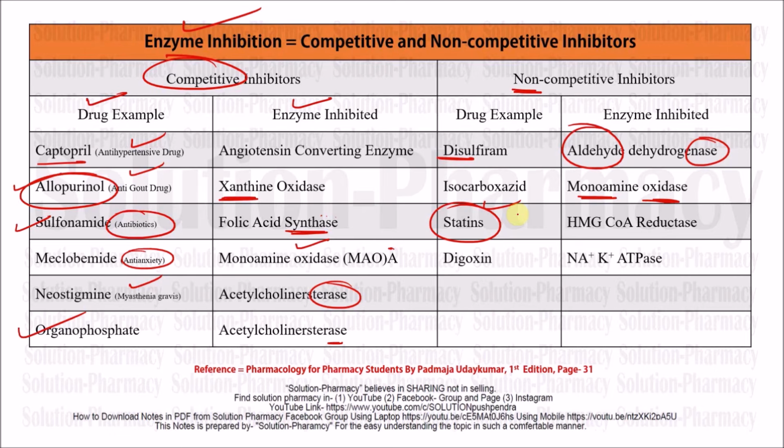This is also known as HMG coenzyme A reductase inhibitor, because its action is to inhibit this HMG coenzyme A reductase. This is an enzyme which is responsible for some kind of activity under the hyperlipidemic condition. So statin affects this enzyme and produces its mechanism of action this way. Next and the last one is digoxin, and digoxin produces its action by affecting sodium potassium ATPase. So these are the basic examples of competitive and non-competitive enzyme inhibitors with their affected enzymes.